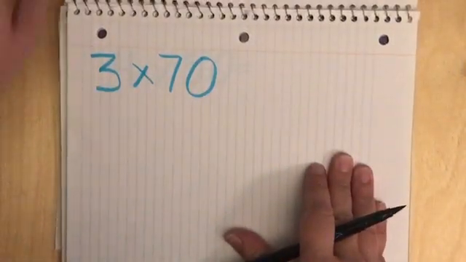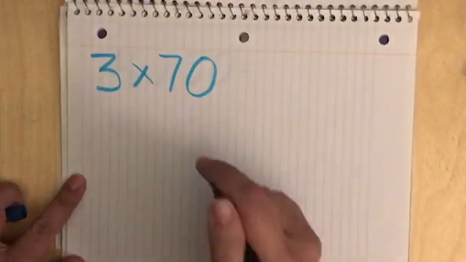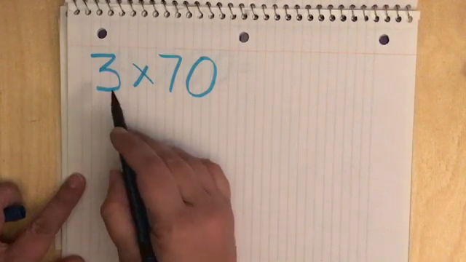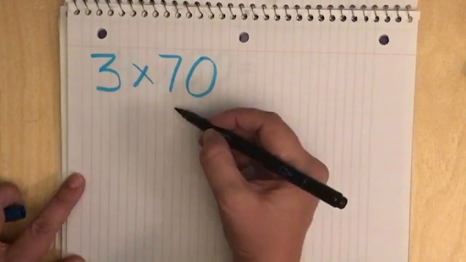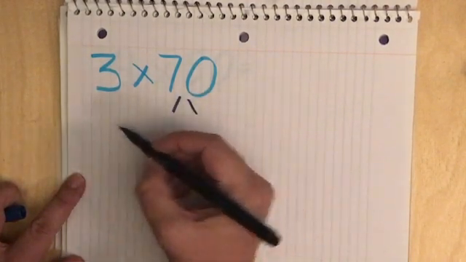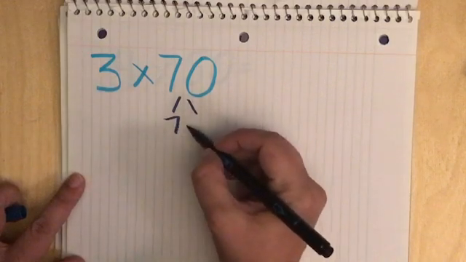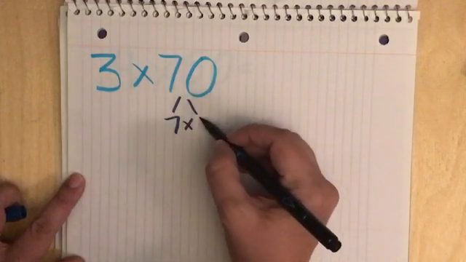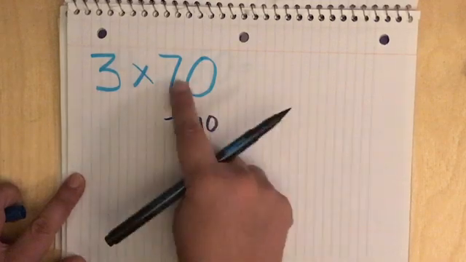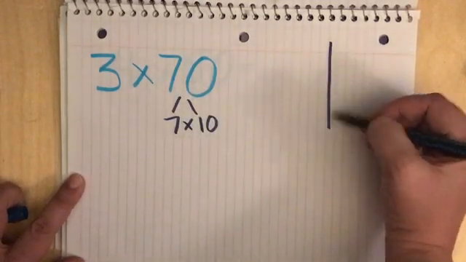Our next problem is 3 times 70. So that's like what we did yesterday with 3 times 7 tens, but let's break it apart using numbers today. So we have 70 is the same as 7 times 10. So we have 7 tens in 70.